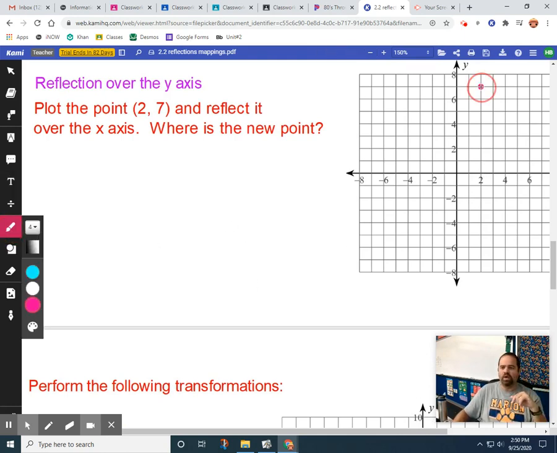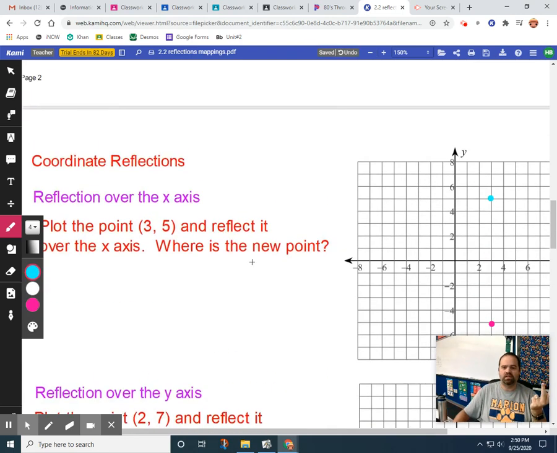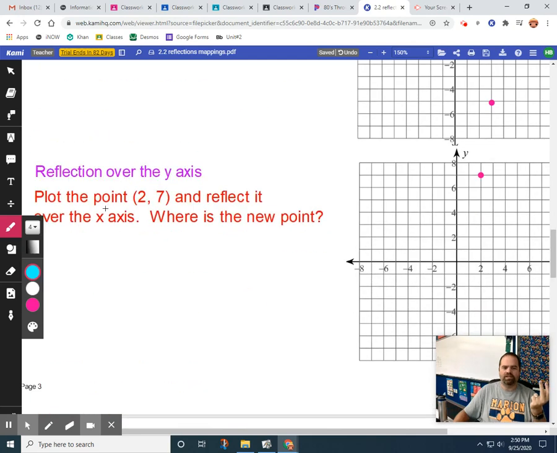So just to illustrate here, I'm going to take my point 2, 7. 2, 7 is way up here, right? And I'm going to flip that this time across the y-axis. That should be the y-axis there. It says x, but it should be the y. Let's fix that. So I'm going to flip this thing across the y-axis. So my point here is going to go over here.